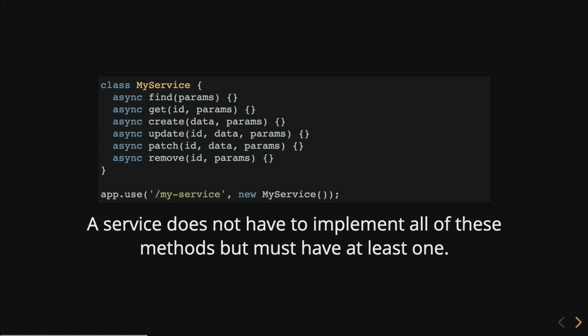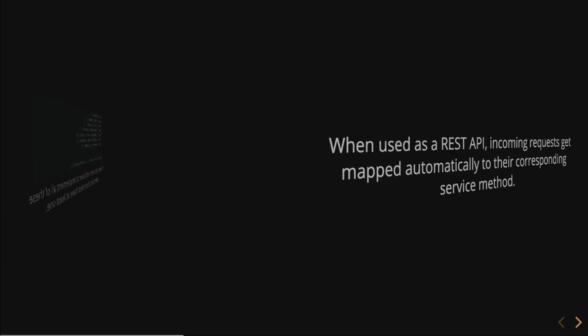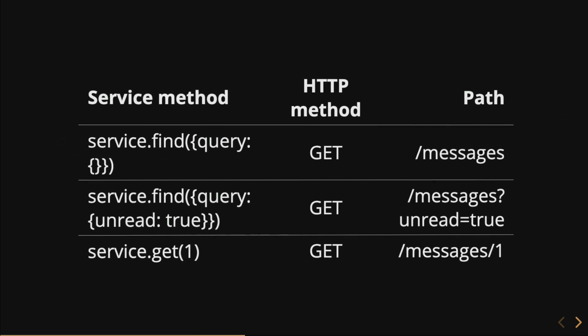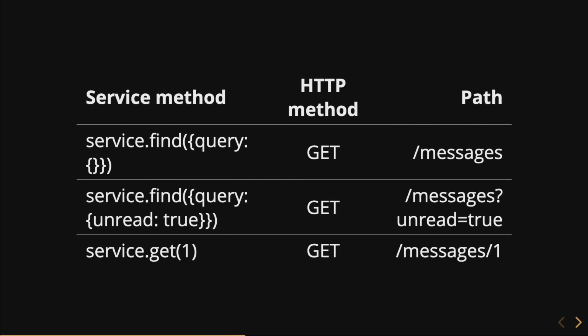It's just JavaScript code, and it describes in a general sense how to interact with your service. But the power of this is Feathers can actually expose this service over a REST API. So for a REST API, incoming requests will get mapped automatically to the corresponding service method. And that works like this. So for a given service.find method, that's going to be a GET request on /service-name. So a GET request to /messages is going to call service.find.